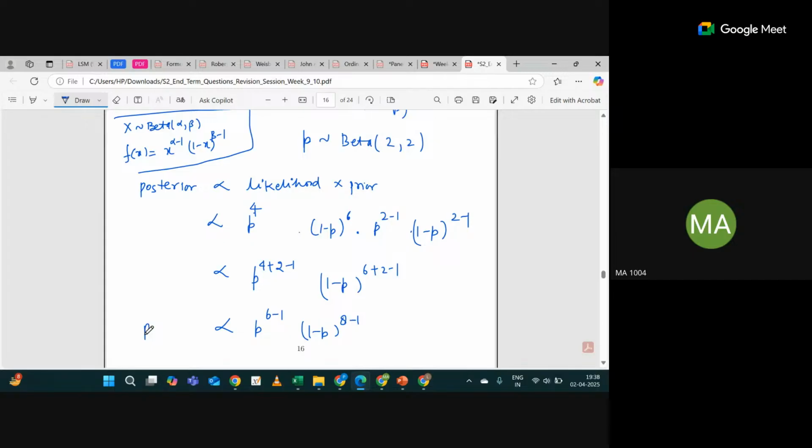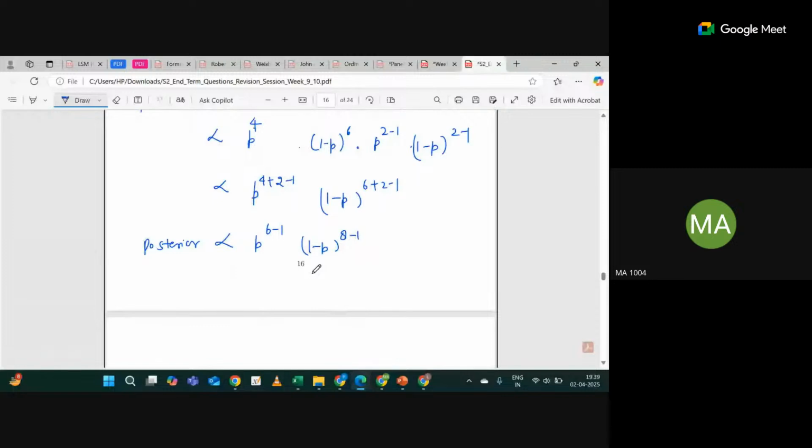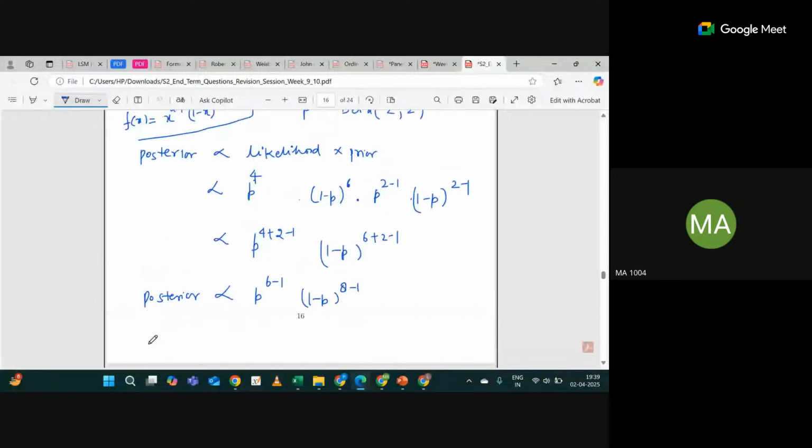So this is again the form of a beta distribution. Yes or no? What will the posterior distribution be? Beta with parameters 6 comma 8. Sometimes people make mistakes.